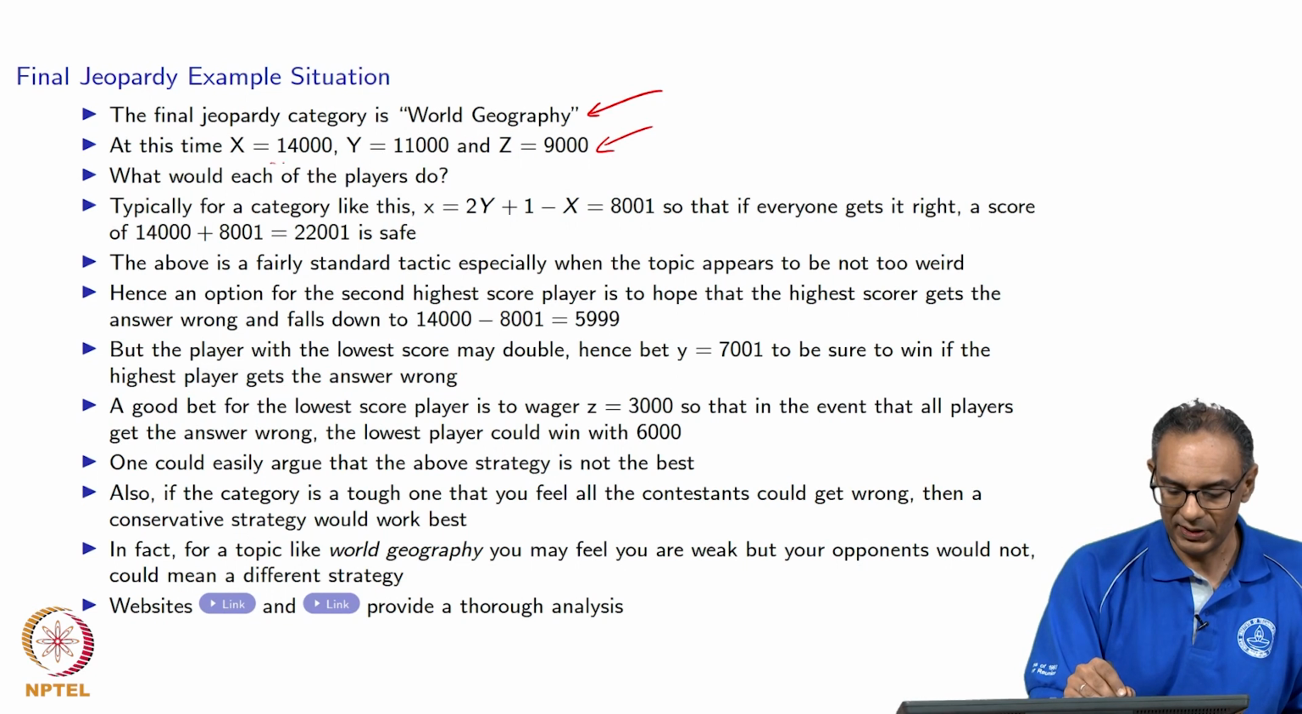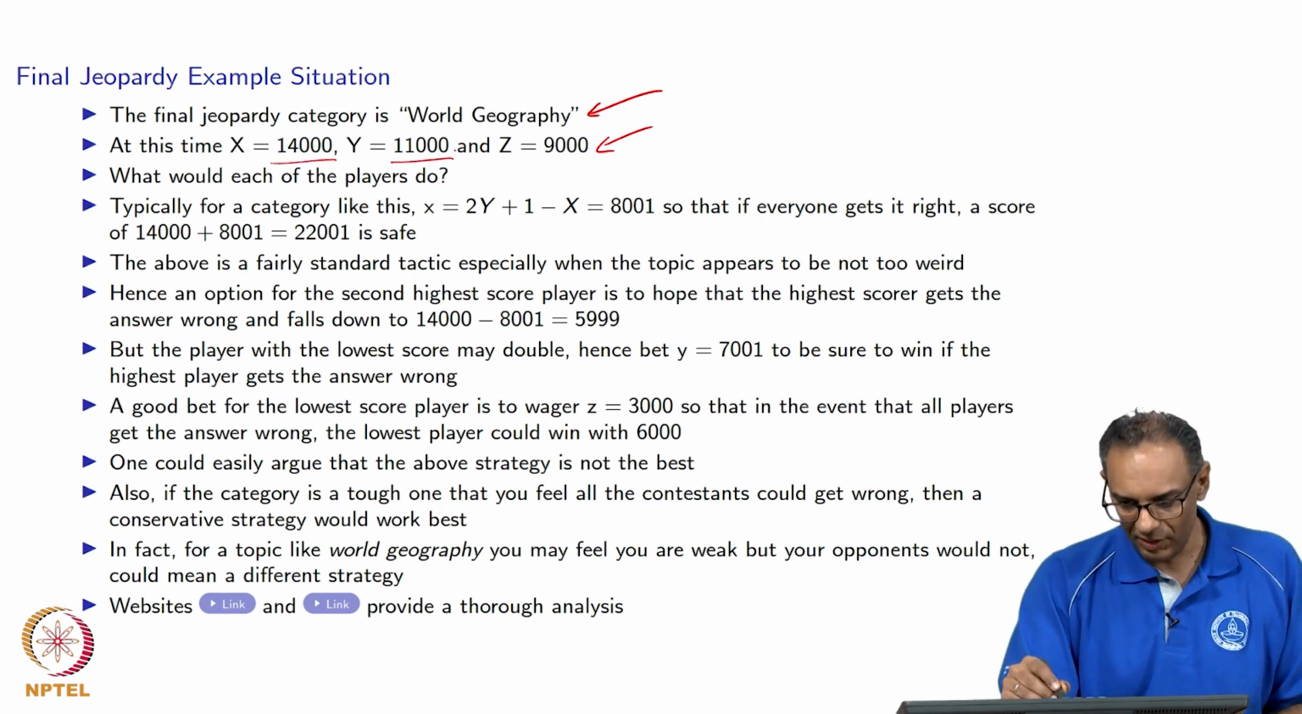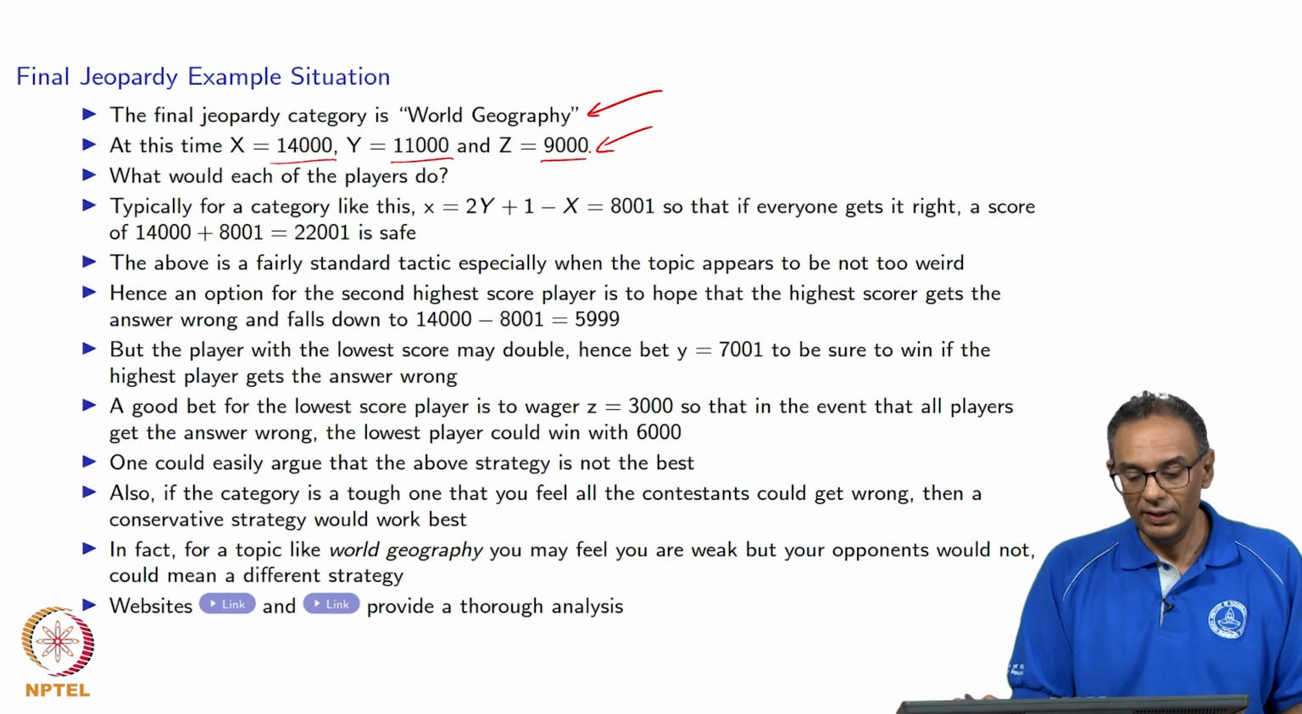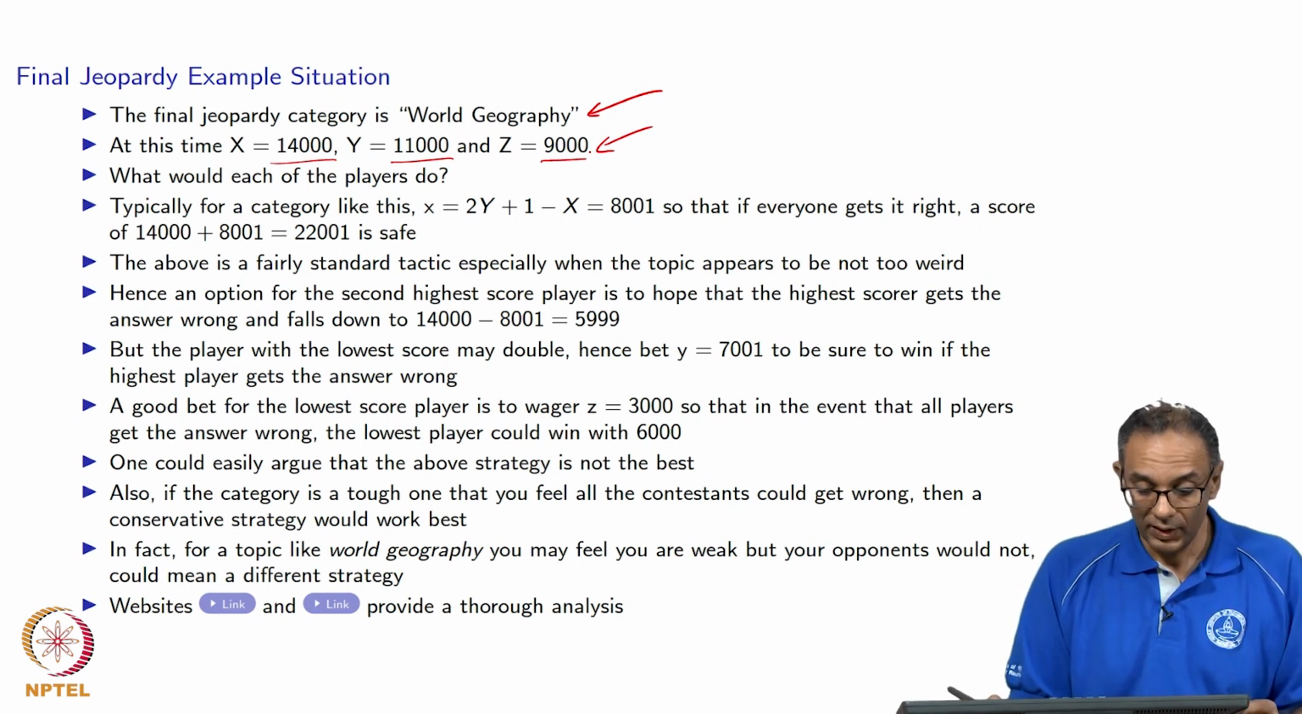So, let us say the first person has 14,000, the second person has 11,000, and the third person has 9,000. The question is, what should each person do? What should each of the players do?